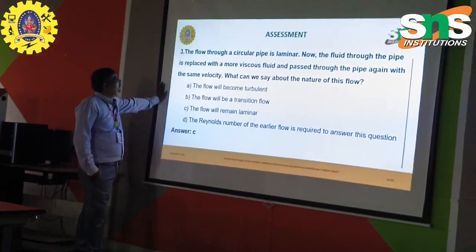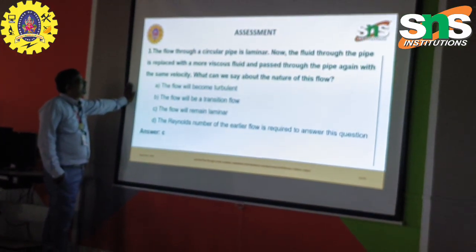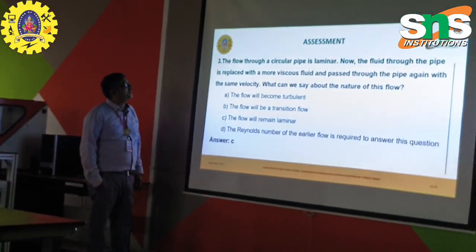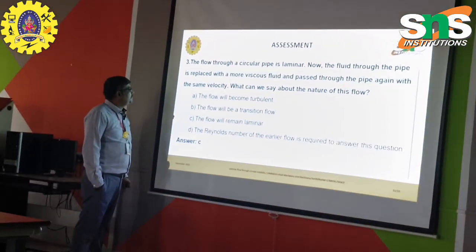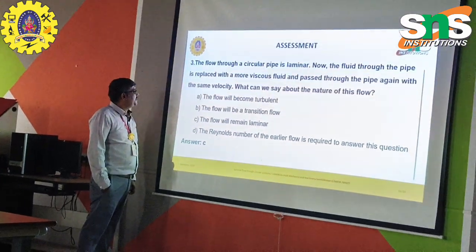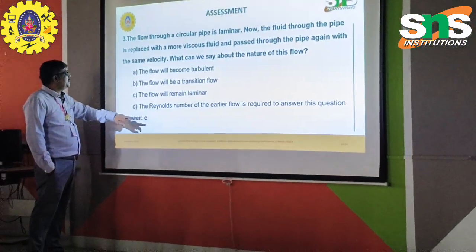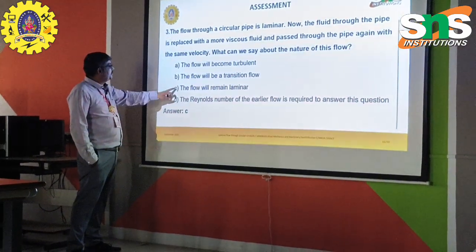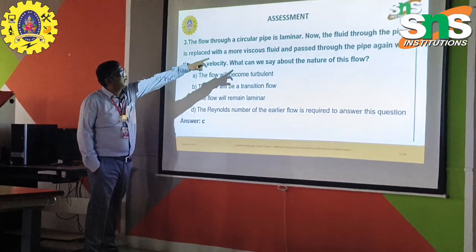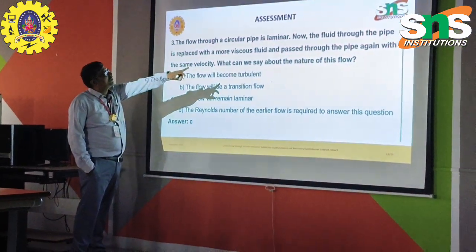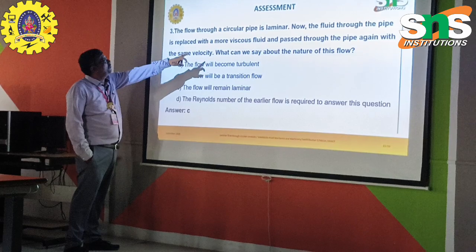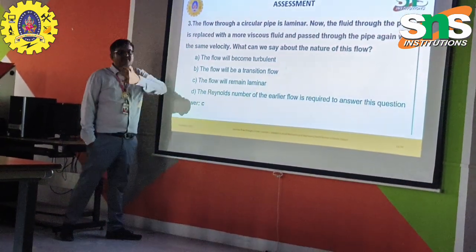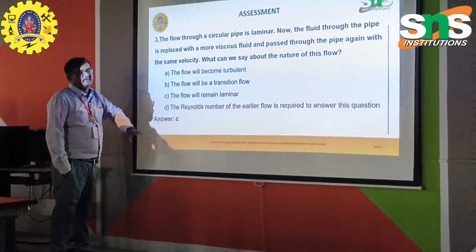So the next question is, the flow through a circular pipe is laminar. Now the fluid through the pipe is replaced with a more viscous fluid and passed through the pipe again with the same velocity. What can we say about the nature of this flow? The flow will become turbulent, the flow will be a transient flow, the flow will remain laminar, or Reynolds number of the earlier flow is required to answer this question. So the flow will remain laminar because the flow through the circular pipe is laminar. Now the fluid through the pipe is replaced with a more viscous fluid. Viscous force is related with the laminar flow. Already we have discussed. We are mapping it. That's all. Next question.